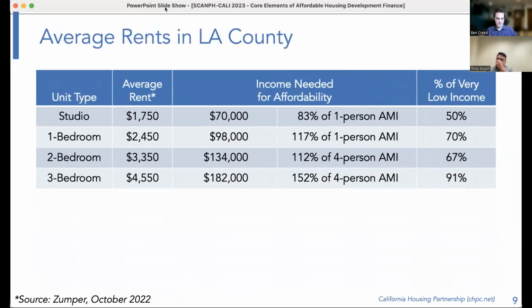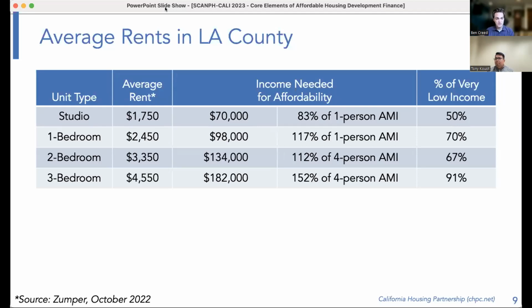Let's look for a minute at incomes as a function of the current average market rents, or at least current as of October, according to Zumper, the average asking rents for new apartments on the market. So if you're looking at apartments in October 2022, you can see the average rents. Let's take studios, $1,750 a month. That's actually affordable. That's actually 30% of a below median income, $70,000. You're paying 30% of your income to afford this average studio. That equates to 83% of area median income. So this is just a hair over the low income designation. If you were a very low income household, though, meaning making half of the median income as an individual, to live in this $1,750 studio, you'd be paying half of your income just towards the rent, the housing costs, with only half of your income left over.